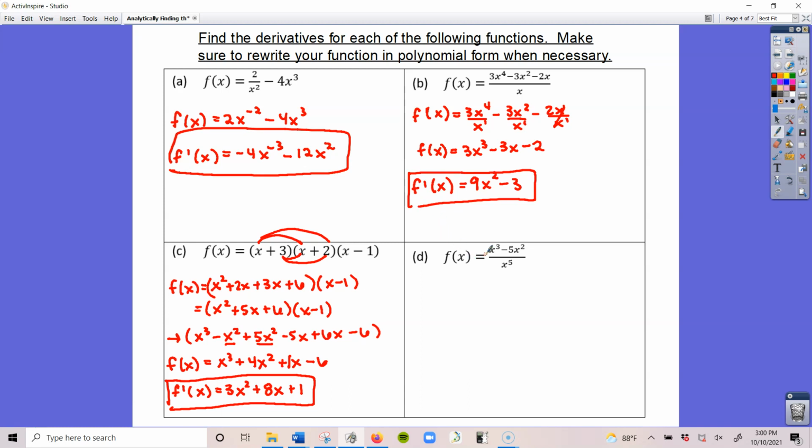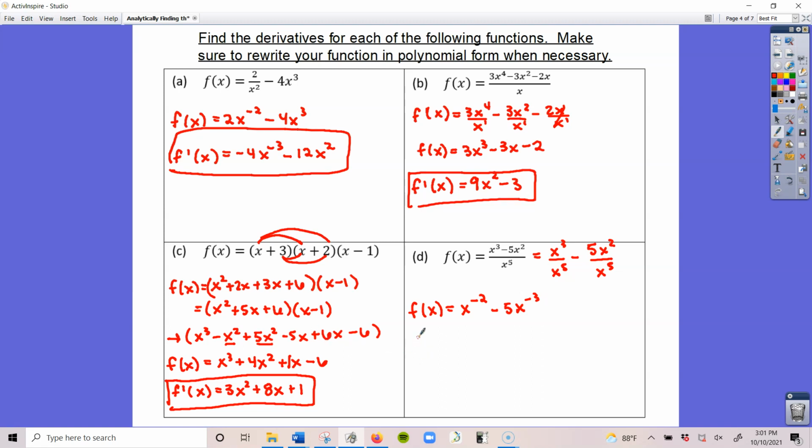Last one, we have f of x is equal to x to the third minus 5x squared over x to the fifth. I need to write this in polynomial type form. So everything is divided by x to the fifth. So that means that x to the third is over x to the fifth minus 5x squared over x to the fifth. Remember that we're going to subtract these exponents. So f of x is going to equal x to the negative 2, since 3 minus 5 is negative 2, minus 5x to the negative 3, and 2 minus 5 is negative 3.